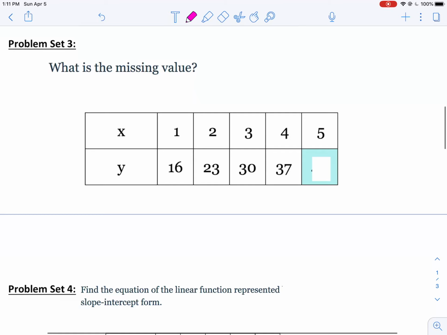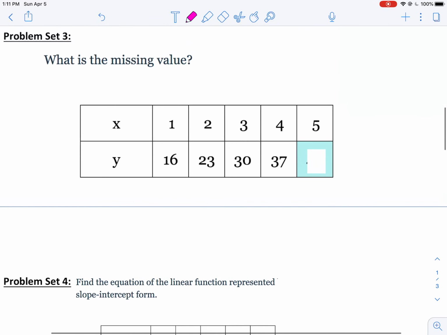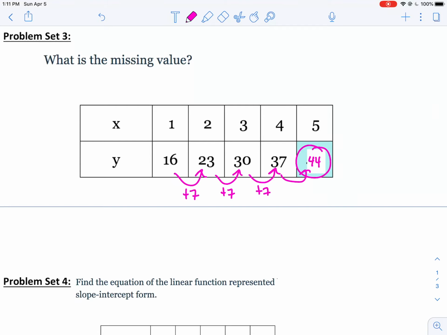Problem set 3 says what value is missing. Now, notice here, this is a pattern. You have to tell me what the pattern is for my y's so that I can continue through. Okay, now, how do you go from 16 to 23? You add 7. How do you go from 23 to 30? You add 7. How do you go from 30 to 37? You add 7. So what would it be if you went from 37 plus 7? That would give us 44. Okay? So problem set 3 is just you being able to identify a pattern.